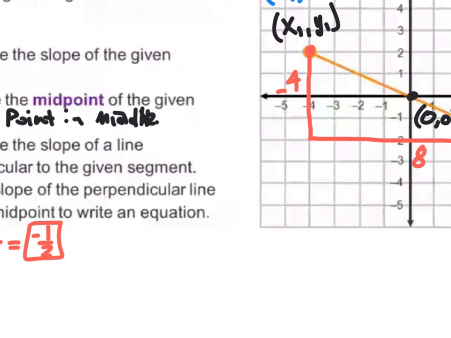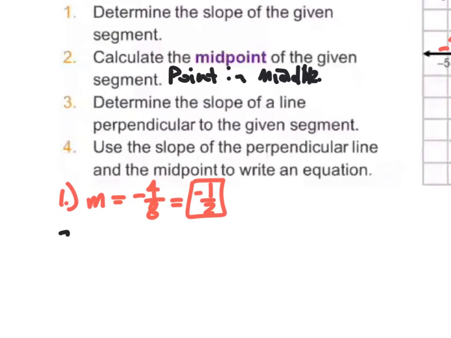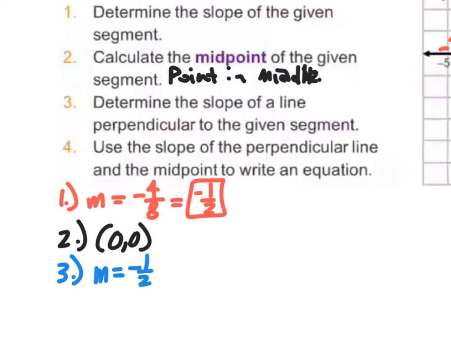In part 2, my midpoint is the point (0, 0). Now in step 3, it says determine the slope of the line perpendicular to the given segment. I know my slope is equal to -1/2, but I want to know what my perpendicular slope is. That means I flip my fraction and change the sign. So I end up getting 2/1, which is equal to just 2.